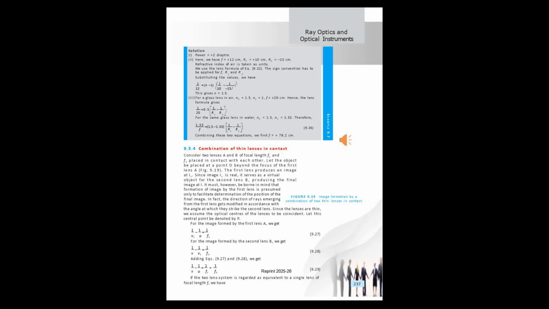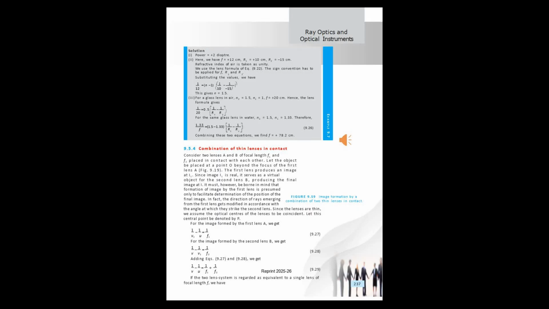It must, however, be borne in mind that formation of image by the first lens is presumed only to facilitate determination of the position of the final image. In fact, the direction of rays emerging from the first lens gets modified in accordance with the angle at which they strike the second lens. Since the lenses are thin, we assume the optical centers of the lenses to be coincident.